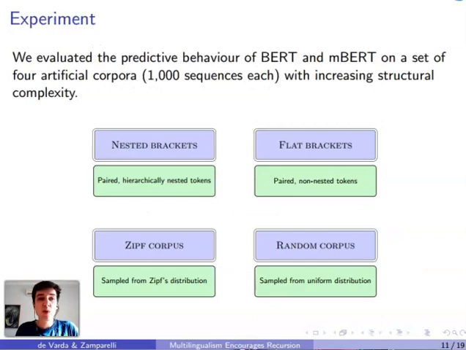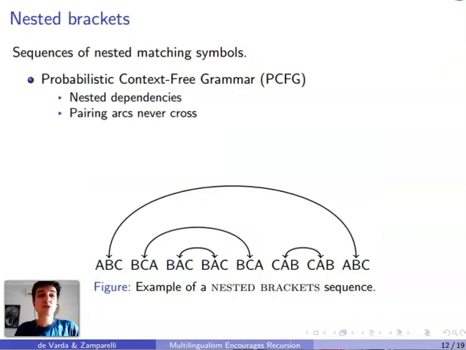In our study, we evaluated the predictive behavior of BERT and multilingual BERT on a set of 4 artificial corpora, characterized by increasing structural complexity. The first kind of structures that we employed in our study were nested brackets, which were sequences of nested matching symbols. They were generated by employing a probabilistic context-free grammar that created sequences with nested dependencies, where the pairing arcs between the depending tokens never crossed.